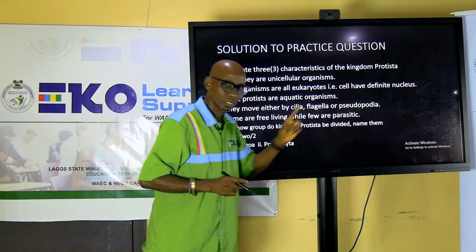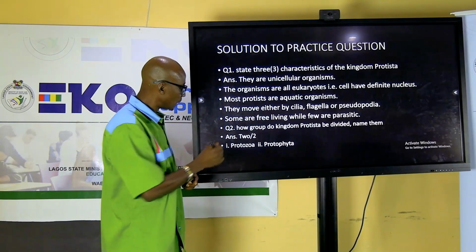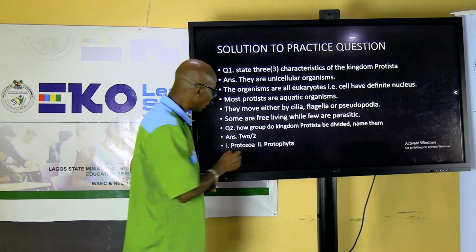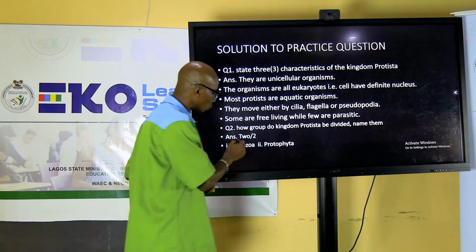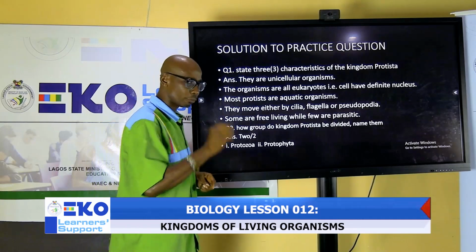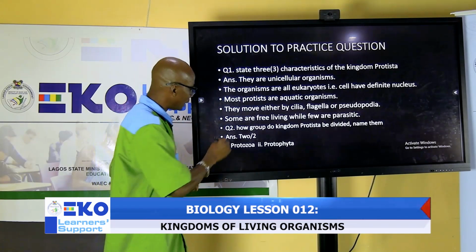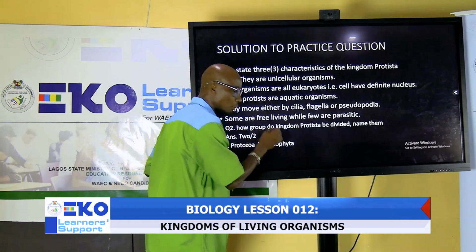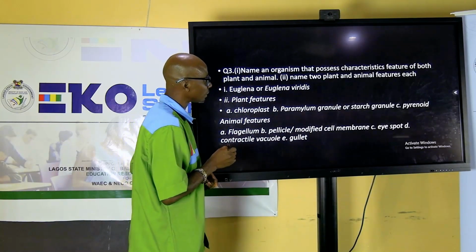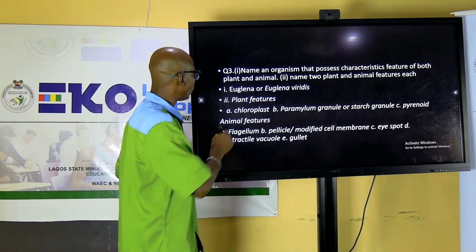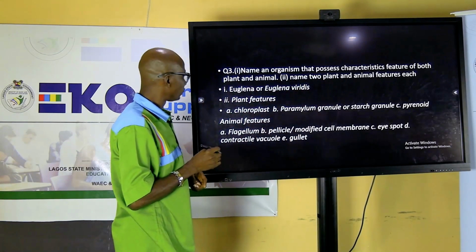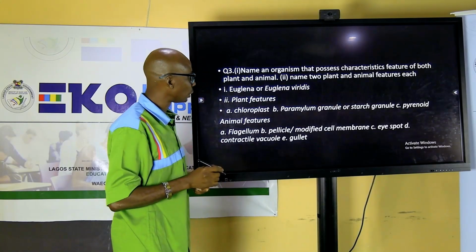Then it says name. You cannot give the name of the group without naming them: kingdom protozoa and kingdom protophyta, or class, or phylum protozoa for animal and protophyta for plants. Division for plants, phylum for animal: phylum protozoa, division protophyta. The next one is: name the organism that possesses features of plants and animal, and name two features for plants and features for the animal.